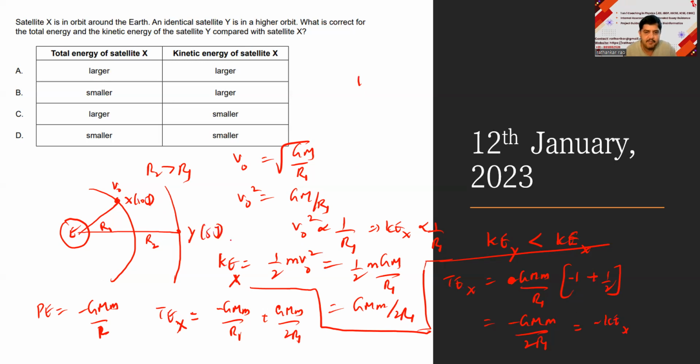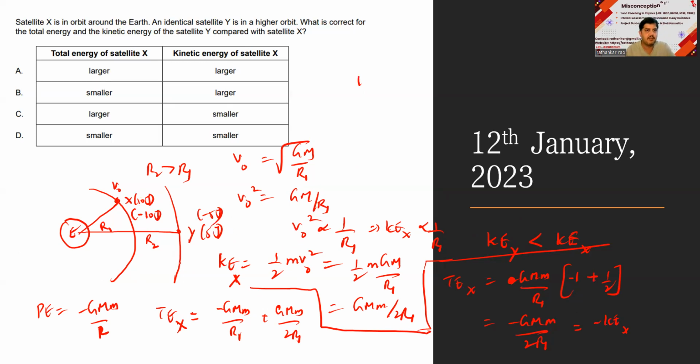Now, if I ask you what is the total energy, this law follows, as I have already told you. Total energy according to this is minus 10 joules here, and here it is minus 5 joules. Now, which one is greater, minus 5 or minus 10? Minus 5 is greater than minus 10.